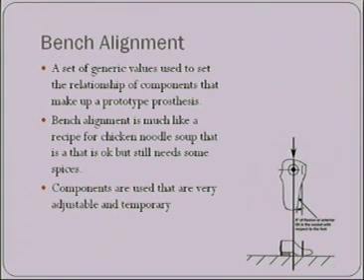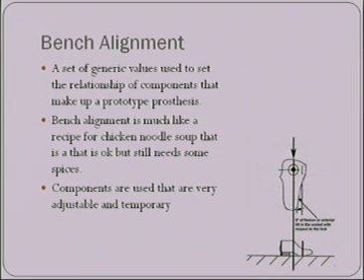So bench alignment is something we do in prosthetics that gives us a starting point. It's basically a set of generic values used to set the relationship of components that make up a prototype prosthesis. So we have to have something to start with. We can't just have them walk on a prosthesis that has the foot backwards and sideways. We have to have a certain way of putting the prosthesis together so that it'll closely simulate what they're going to need when they stand up on it the first time.